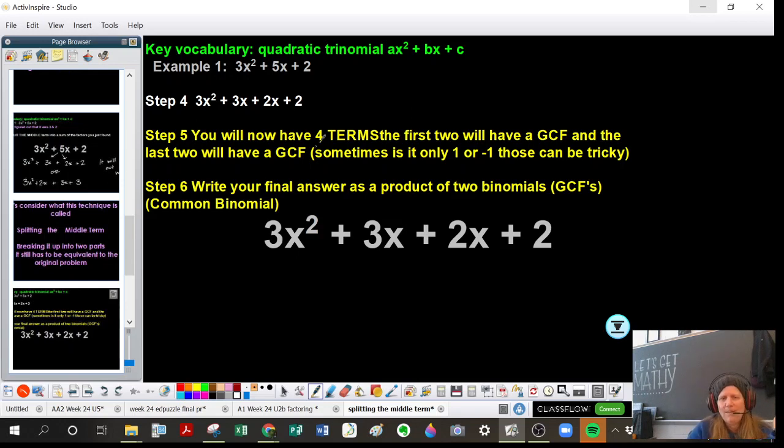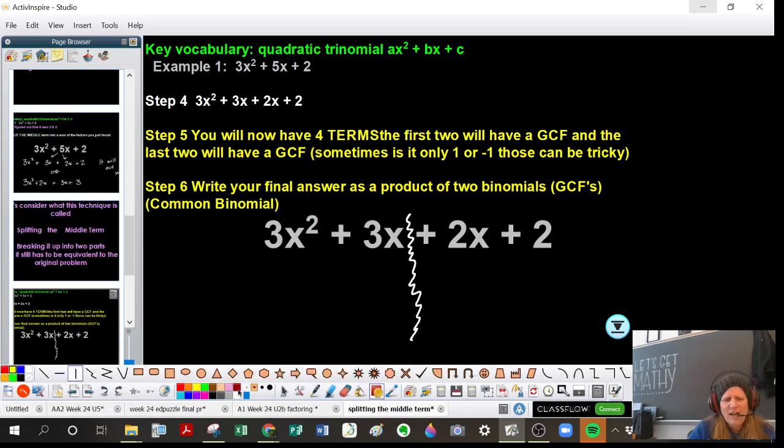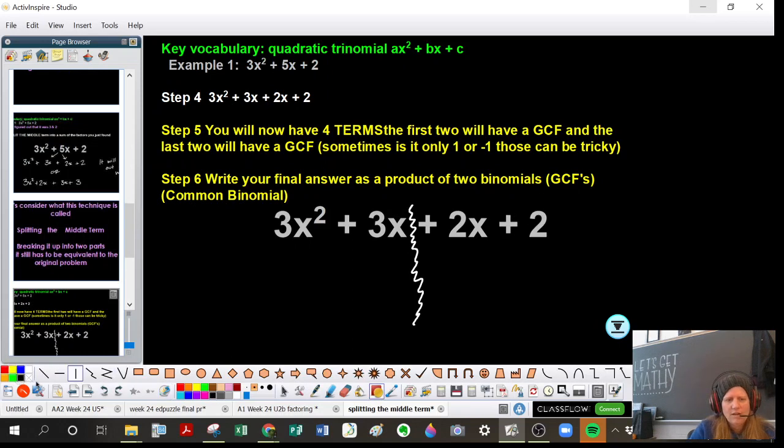So now in step 5, notice I have 4 terms. So the first 2 terms are going to have a greatest common factor. Sometimes when students are first learning this, I just draw a little squiggly line in there and tell them, let's just go ahead and ignore that other half. Let's just pretend this is what we were first doing.